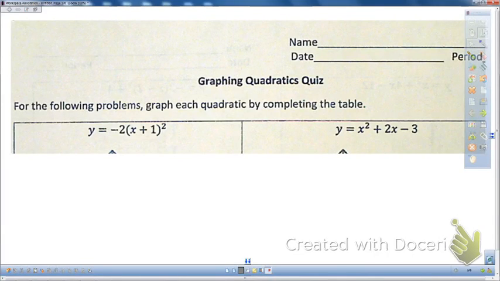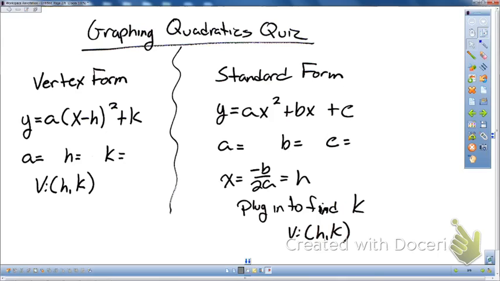Hello. On Friday, you took the Graphing Quadratics quiz here. Your instructions were to graph each quadratic by completing the table. To be truly successful on that quiz, you needed to remember the difference between vertex form and standard form.